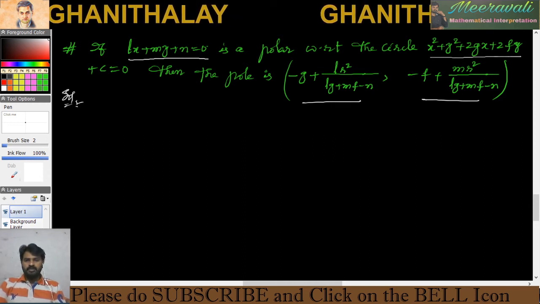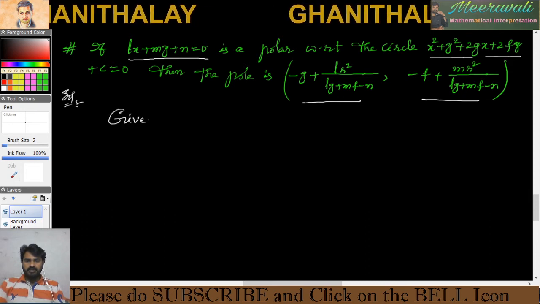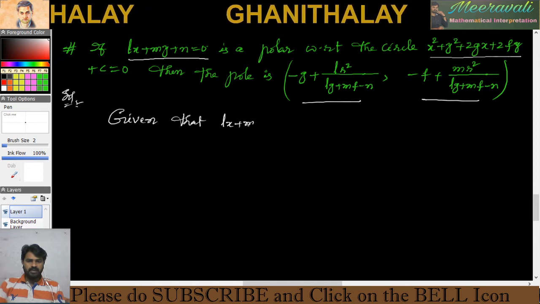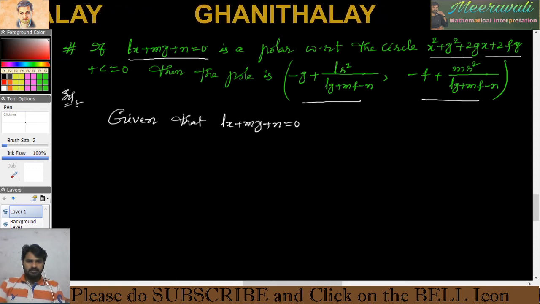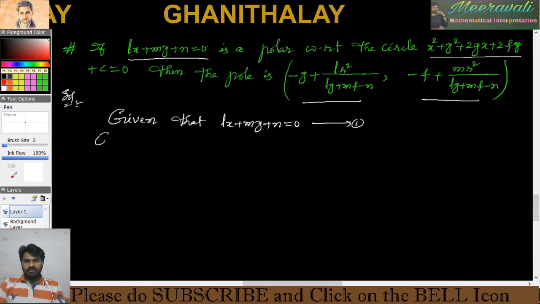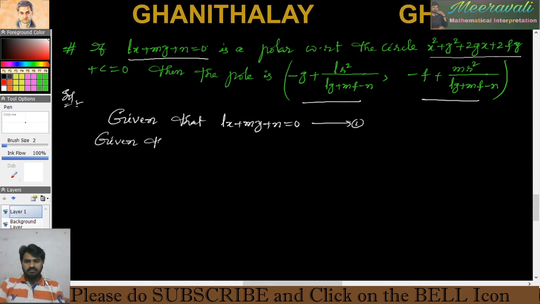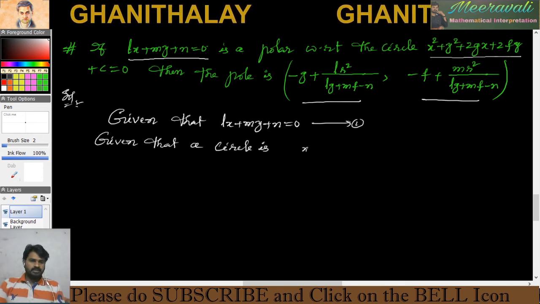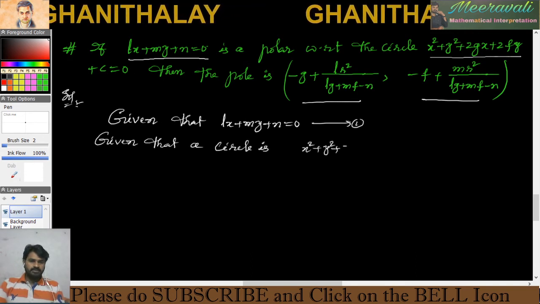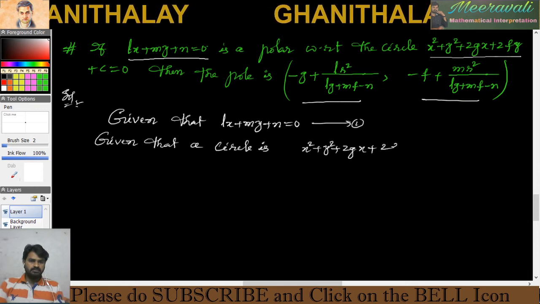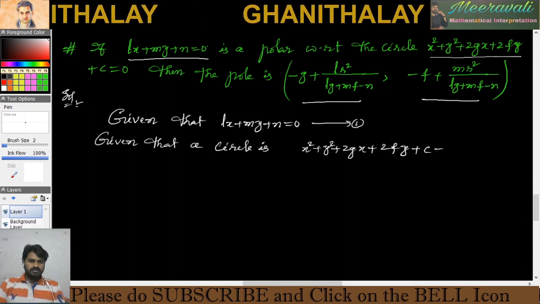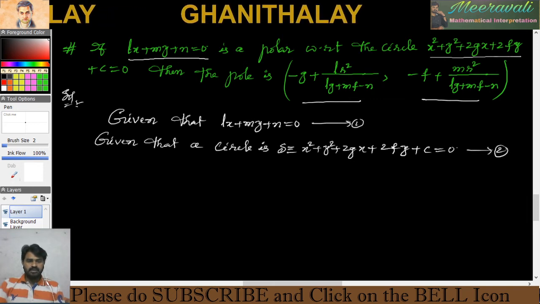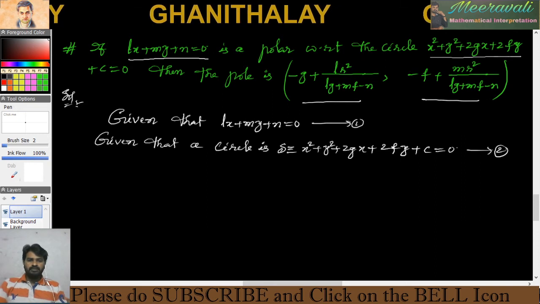So in the given problem, what is given here? Given a line Lx plus My plus N is equal to 0. This is a line. Next, what will be given? One more. Given a circle. The circle is x square plus y square plus 2gx plus 2fy plus c is equal to 0. This is the circle equation. Let it be equation number 2, or the circle can be taken as S.